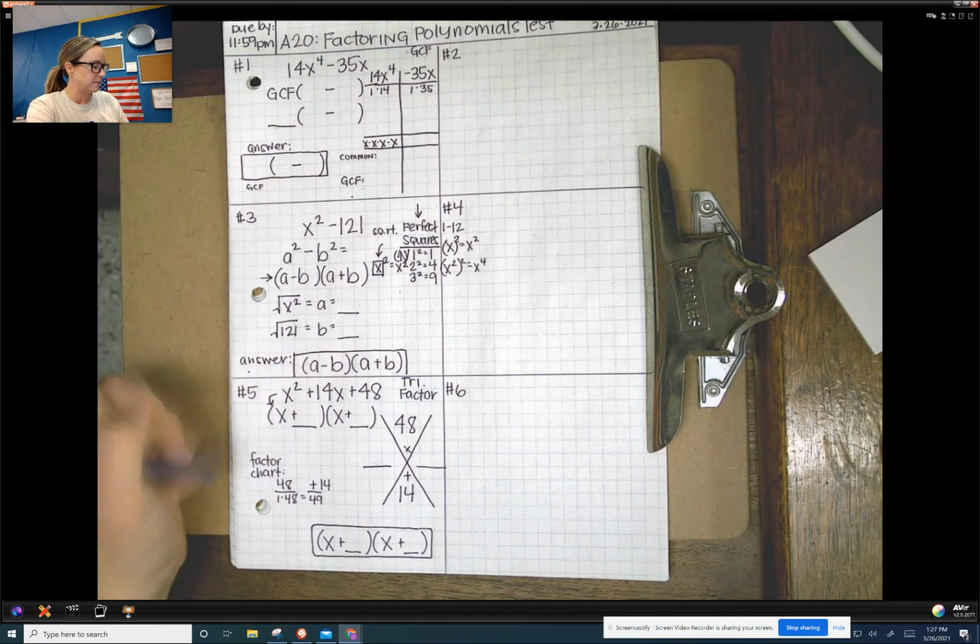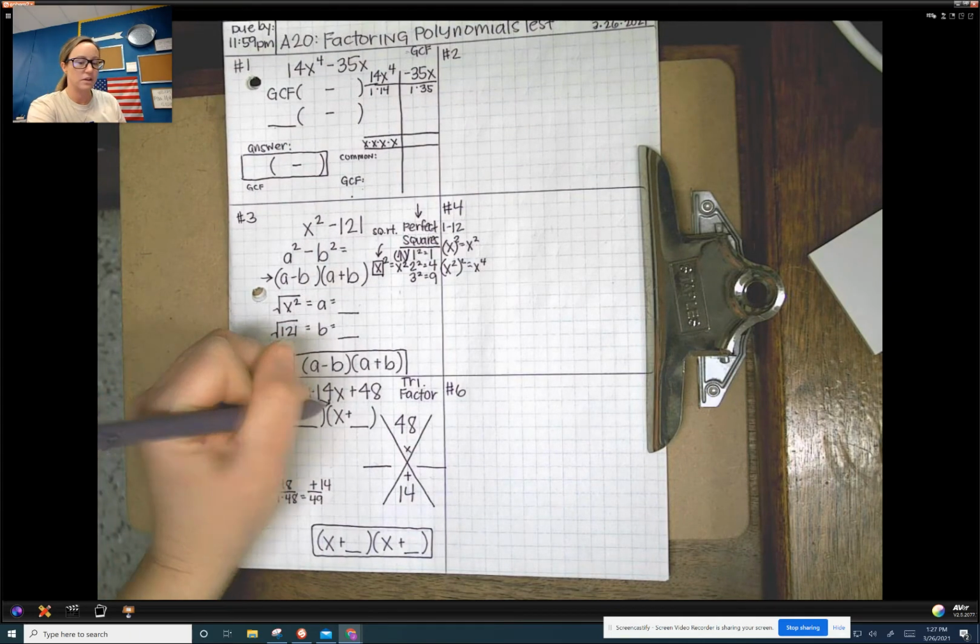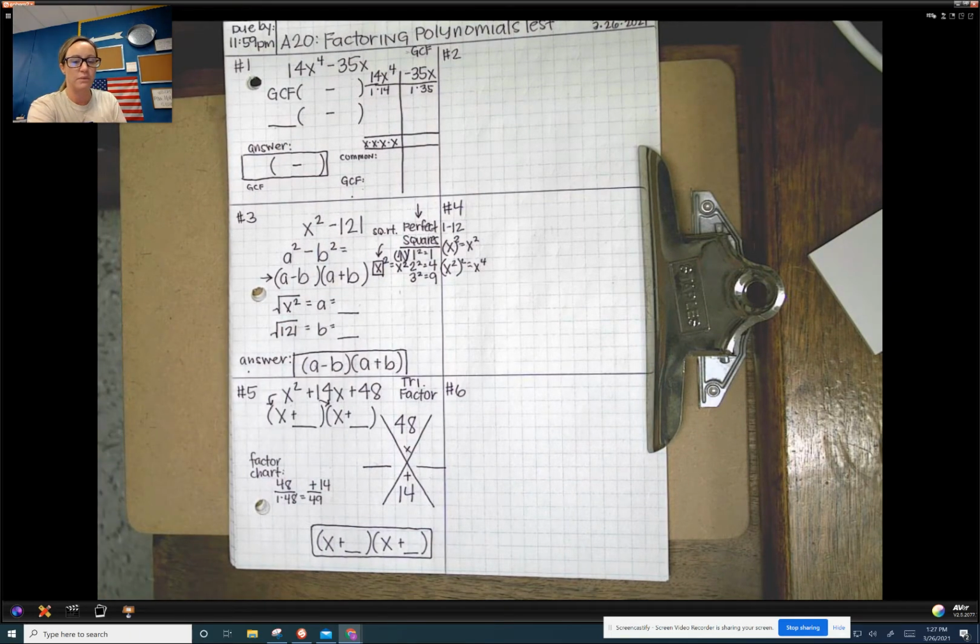One of your x's is going to go there and one of your x's is going to go there. When we do our foiling method or when we do the box method, that's how we get that first x squared, by multiplying the x times x in that first square.